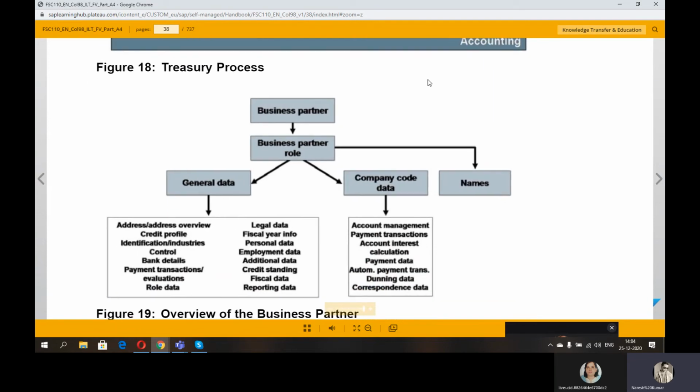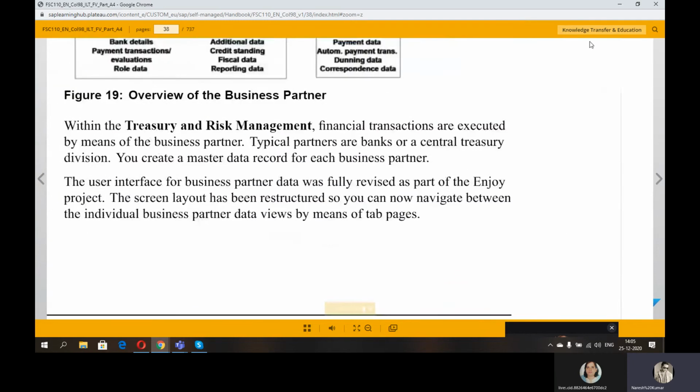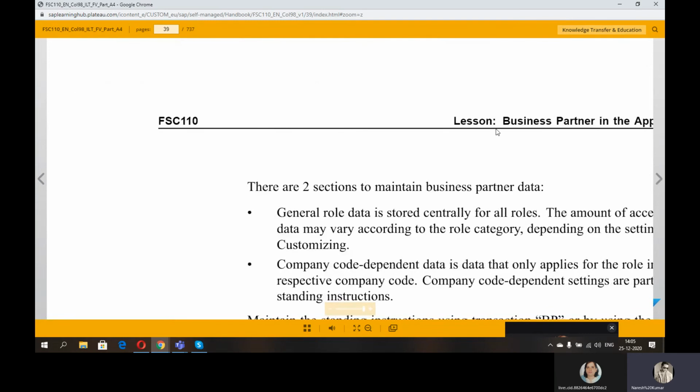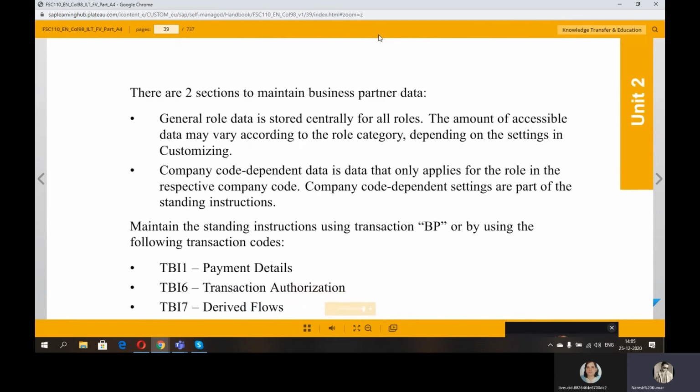So this is like ECC. We have company code data, general data, and names. But normally it is centrally maintained now in S/4HANA. So based on this, we will give this information. Then we will have two sections to maintain a business partner. General role data is stored centrally for all roles. Company code dependent data. So now we have the business partner BP role. So based on person, organization and groups, we will be able to take it.